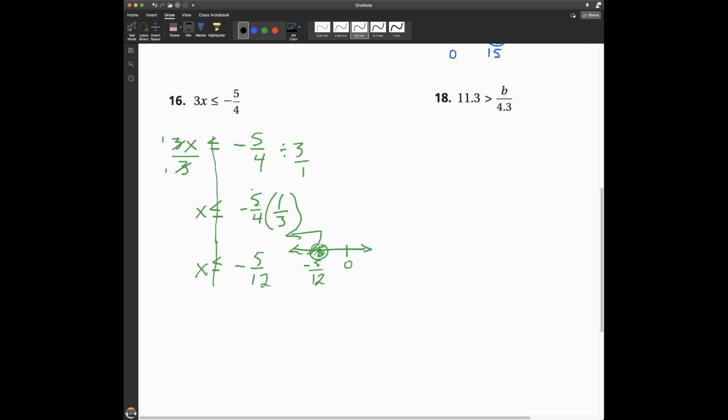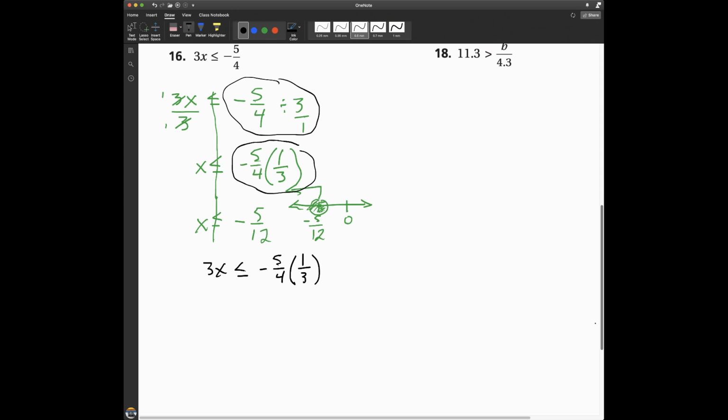Okay, let me just show you something real quick here. It's really kind of cool to think about what the relationship between multiplication and division is. So in this problem, when I had the negative 5/4 divided by 3, I ended up multiplying. So I turned the division into multiplication. Well, what if we just multiplied this side by 1/3? The multiplication property of equality says, if you multiply that side by 1/3, you have to multiply this side also by 1/3.